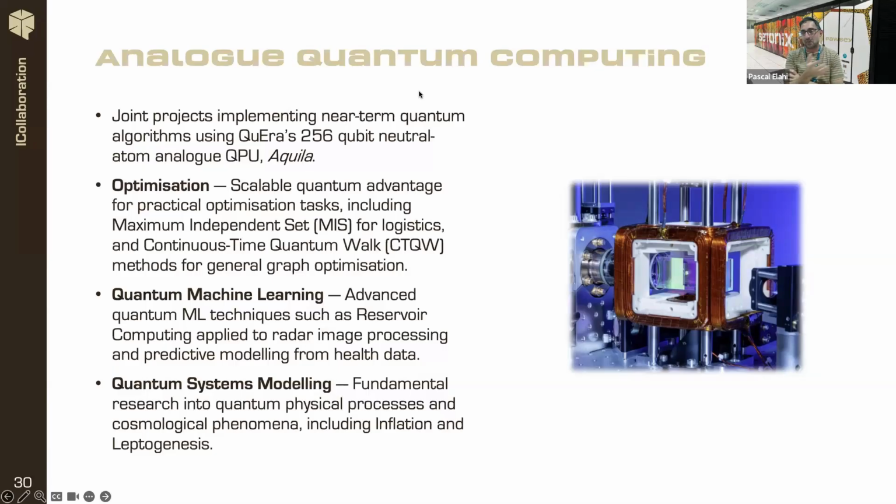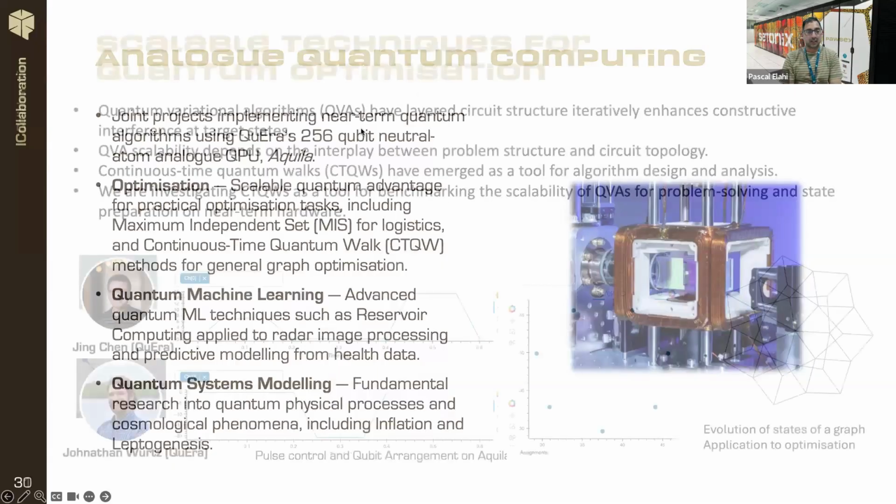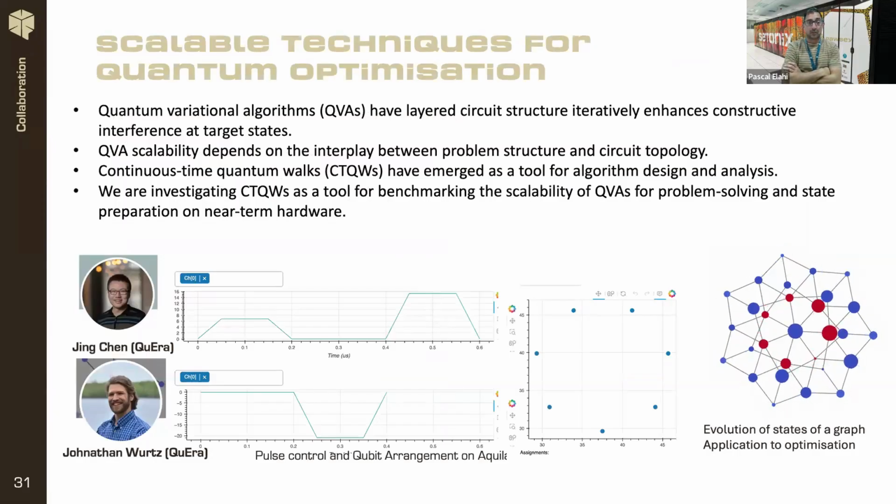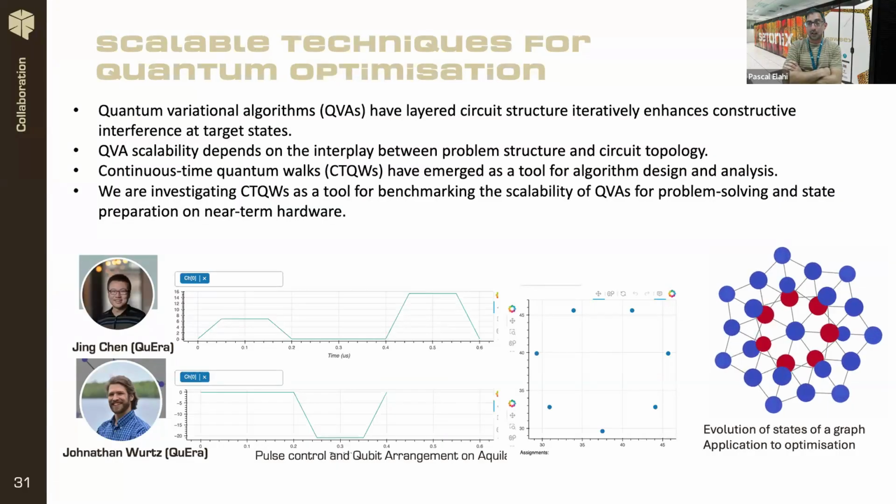But the quantum systems work always falls into that, though we're actually looking at more quantum phase transitions, some more esoteric phenomena. But the idea is to really understand how you can use these quantum computers to model quantum systems. Now, the work that I've been working on with QuEra involves quantum optimizations, variational techniques, and continuous time quantum walks as a tool for algorithm design and analysis. It's also useful for benchmarking.